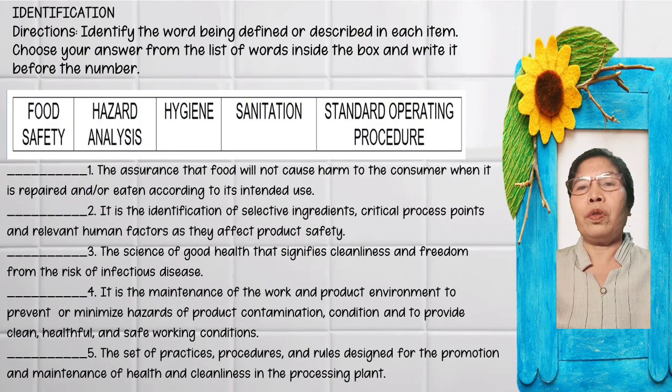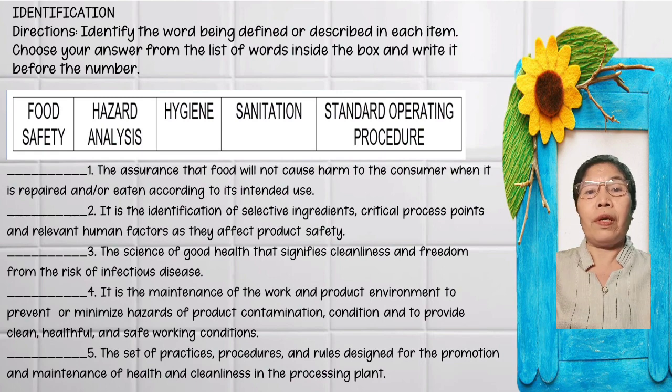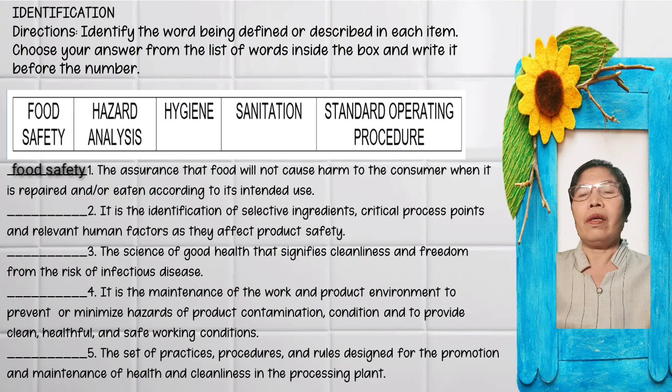Let us now unlock the code words by identifying the word being defined or described in each item. So you have to choose the correct answer from the box below. Number 1, the assurance that food will not cause harm to the consumer when it is prepared and or eaten according to its intended use. Is it food safety, hazard analysis, hygiene, sanitation, standard operating procedures? So what's your answer? Very good. Food safety.